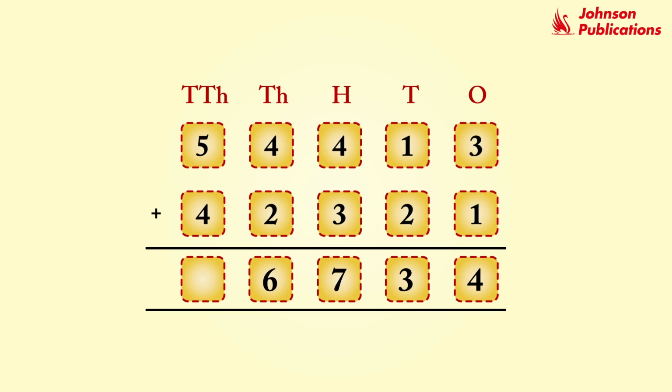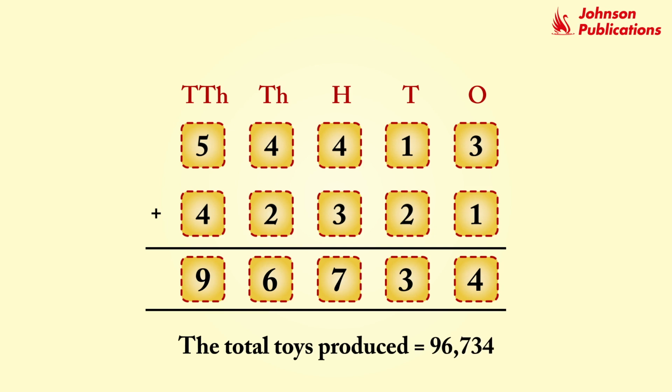Step 5. Add the 10 thousands. 5 ten thousands plus 4 ten thousands equals 9 ten thousands. Write 9 in ten thousands place. Thus, the total toys produced is 96,734. Let us add another set of numbers that involves regrouping.